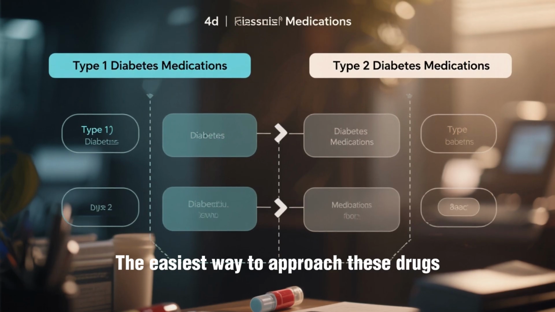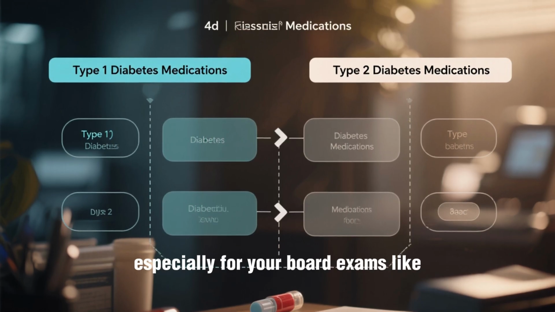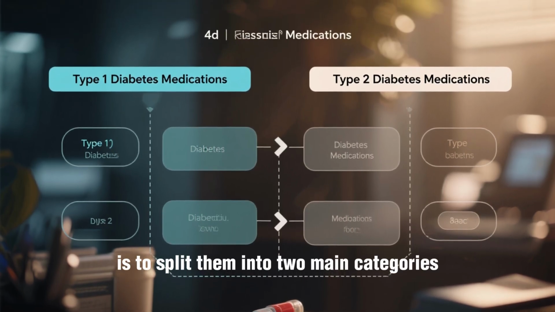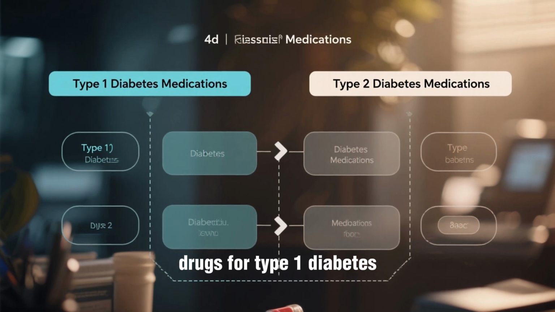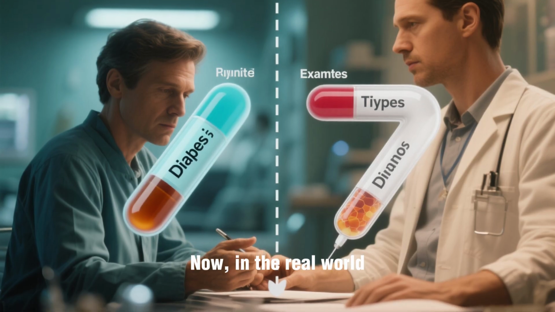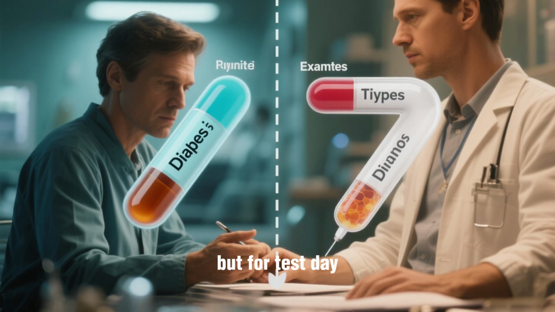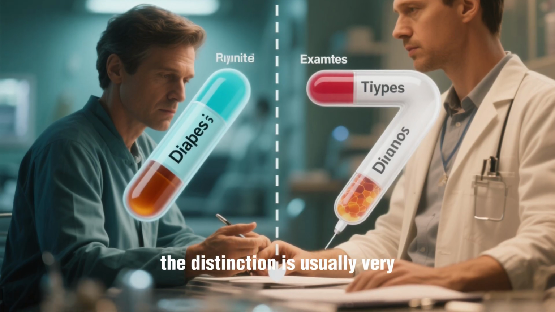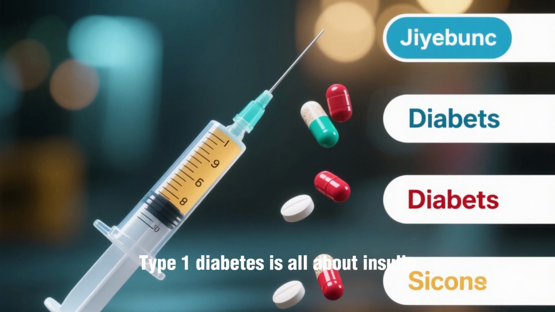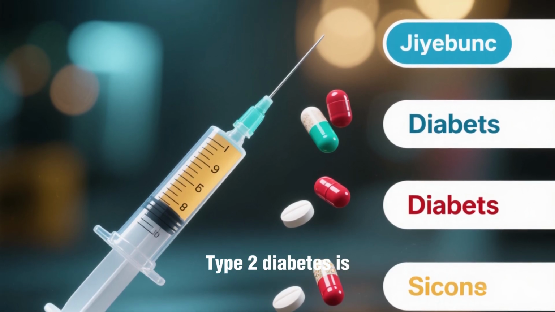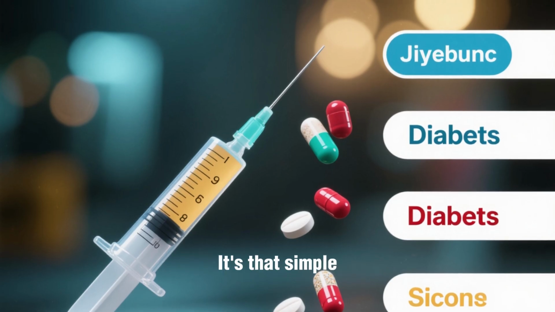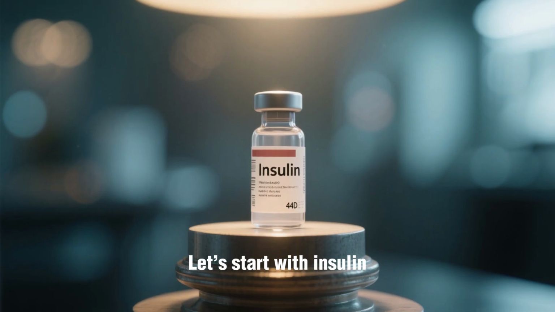The easiest way to approach these drugs, especially for your board exams like USMLE or COMLEX, is to split them into two main categories: drugs for type 1 diabetes and drugs for type 2 diabetes. Now, in the real world, there's some overlap, but for test day, the distinction is usually very straightforward. Type 1 diabetes is all about insulin. Type 2 diabetes is primarily managed with oral anti-hyperglycemic agents. It's that simple. Let's start with insulin.